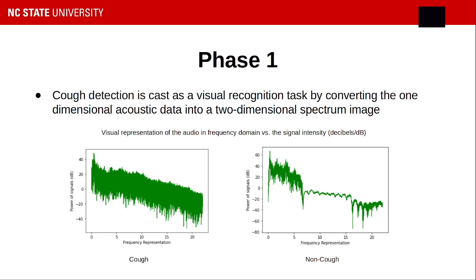In this slide, we show our method of data processing. The fundamental scheme is we cast the cough detection problem into a visual recognition task. In phase 1, we use Fourier transform to convert a continuous signal from its original time domain state to a frequency domain state and feed it into our model. This slide shows two examples of cough and non-cough signals after our data pre-processing.